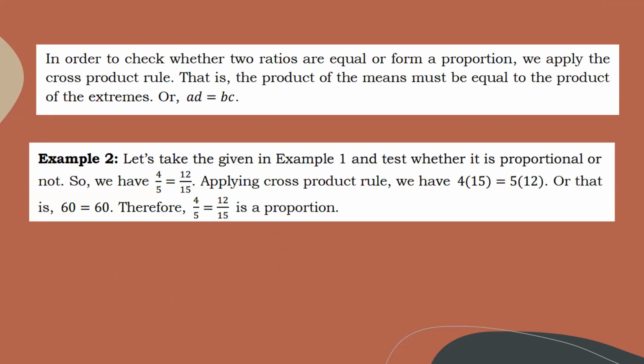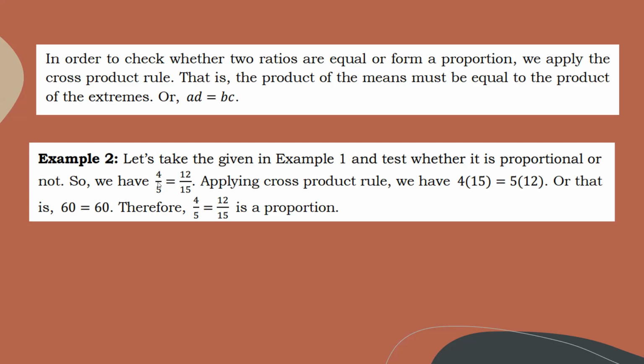In order to check whether two ratios are equal or form a proportion, we apply the cross product rule. That is, the product of the means must be equal to the product of the extremes. Para masigurado natin na talagang silang proportion, kailangan natin i-multiply ang means at saka po extremes at dapat pantay sila.